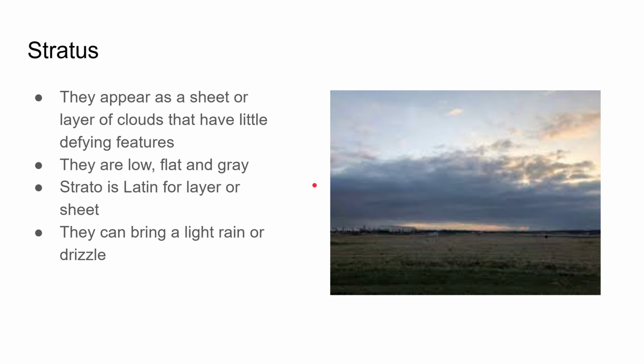Stratus clouds. They appear as a sheet or a layer of clouds that have some undefined features, if you can kind of see. It's kind of like a big sheet just floating around. They're low, flat, and gray because they're the lower level clouds, and then they can be a little darker. Strato in Latin means layer or sheet, so that's where the name stratus comes from. If you can remember the Latin, it will really help later on when understanding what type of cloud it is. These clouds can bring light rain or drizzle, so you can kind of see the grayness.